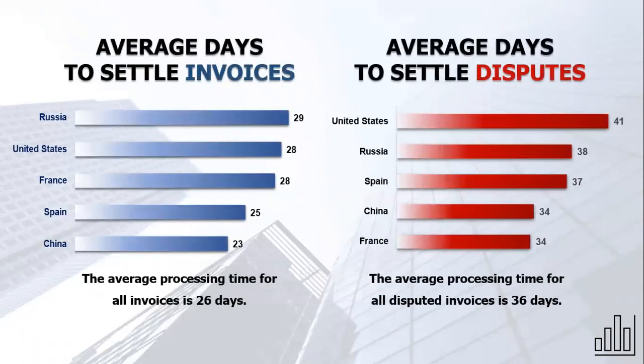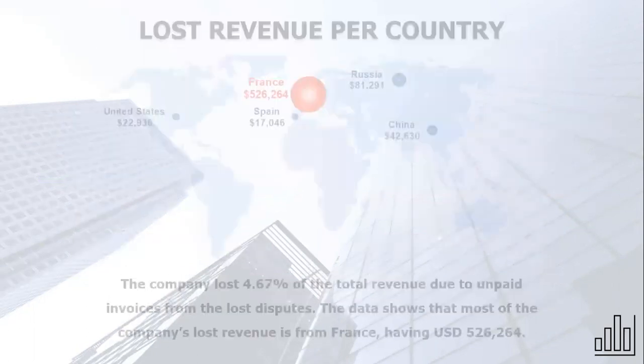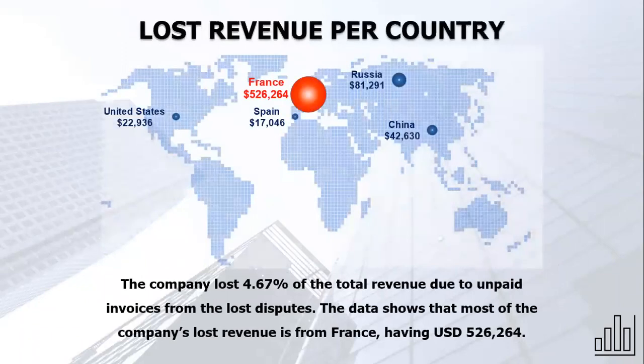Our research shows that the average processing time for invoices was 26 days, while the average processing time for disputes was 36 days. Additionally, France was the country where the company experienced the highest losses from disputes, with a total worth of more than $500,000.